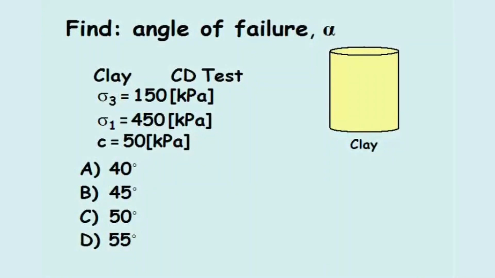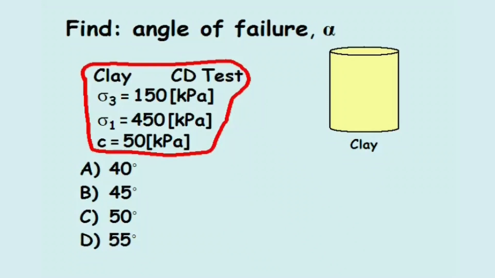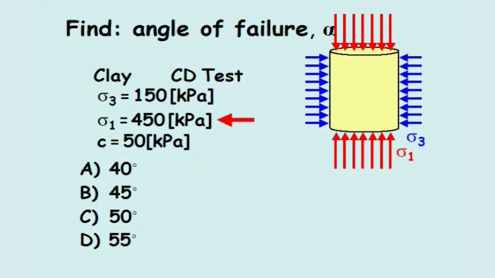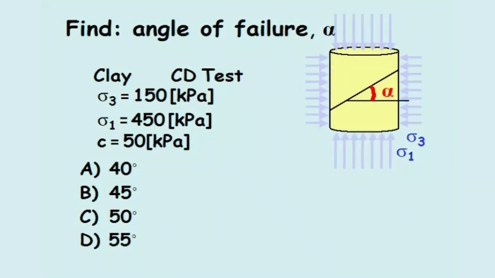Find the angle of failure, alpha. In this problem, soil data from a triaxial shear test has been provided, including the confining stress and the axial stress. The failure angle, alpha, is the angle made between the failure plane and the plane normal to the cylinder's axis.